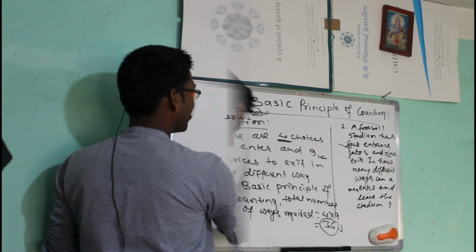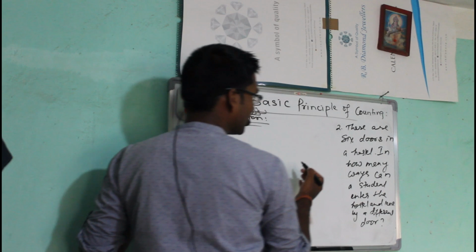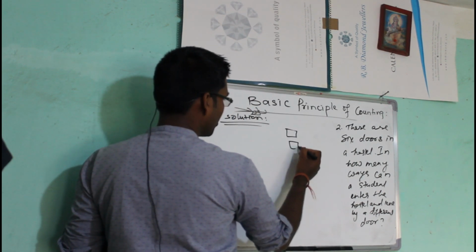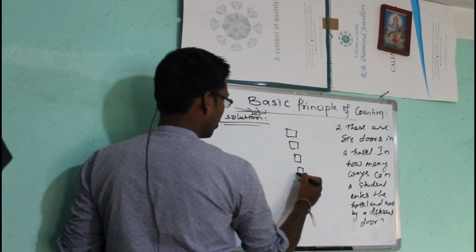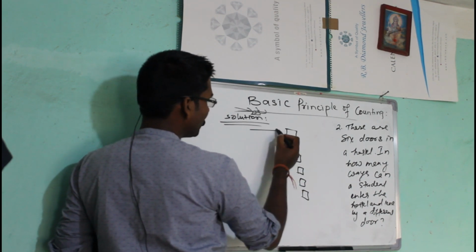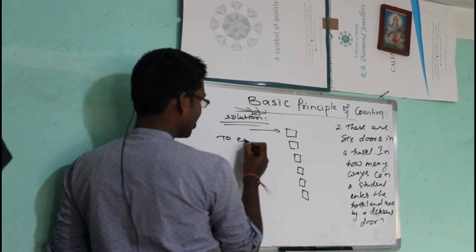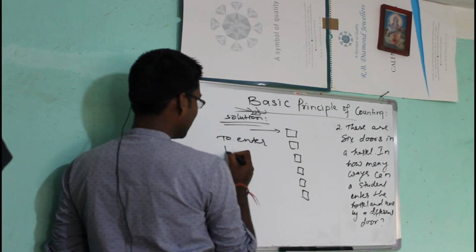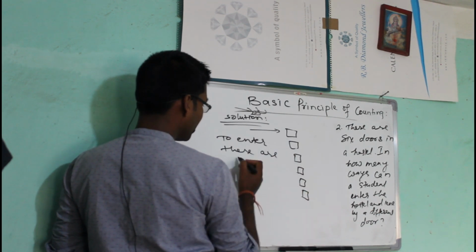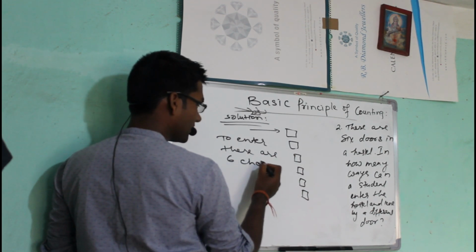Thank you so much. That means how many doors are there? There are 6 doors: 1, 2, 3, 4, 5, 6. These are the 6 doors. That means we can enter. See here, there are how many choices? There are 6 choices, isn't it?